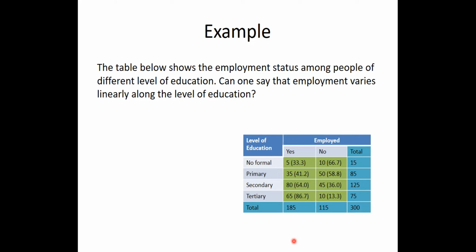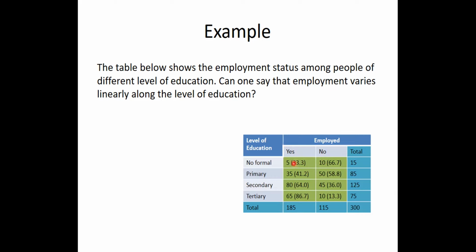Why the outcome variable? The outcome variable is employed, yes or no. It's along the column. So now the exposure variable is ordinal, while the outcome variable is dichotomous, binomial, two categories. It's binary. Another way of saying binary is dichotomous, or binomial also. So you see, employed, yes or no.